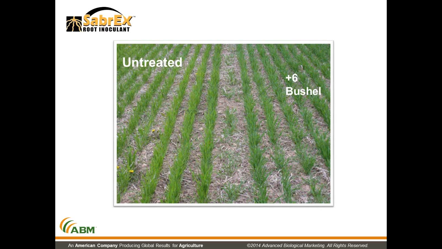Here we can see an example of a more efficient nitrogen uptake. The rows over on the right-hand side were treated with Sabrex. On the left was untreated. On the left side, you can see a light green color to the wheat, whereas on the right-hand side, we've got a dark green color. So already at this early growth stage, the plant's already tapping into the nitrogen that's there in the soil. And as a result of this, in this case, we found a 6-bushel yield advantage.